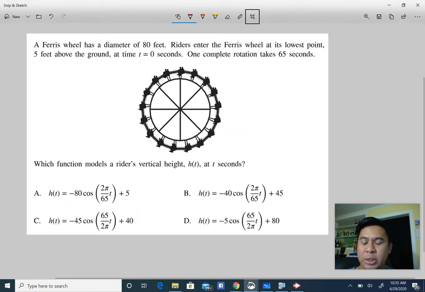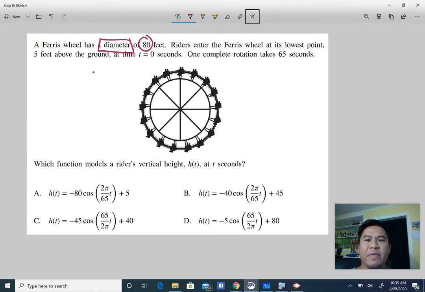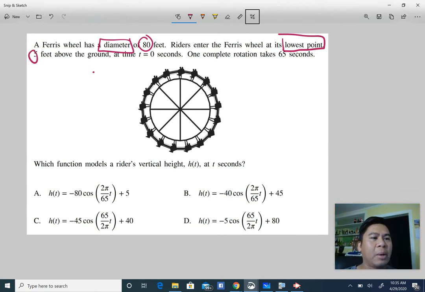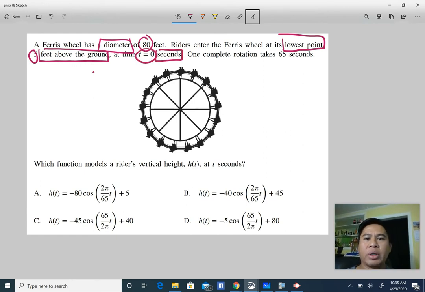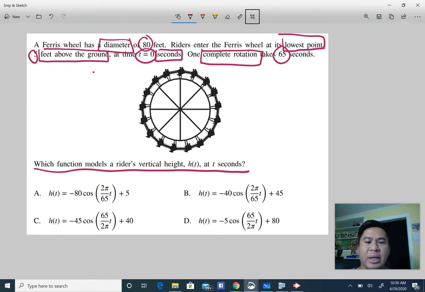Let's consider answering this first question. A Ferris wheel has a diameter of 80 feet. Riders enter the Ferris wheel at its lowest point, 5 feet above the ground, at time t = 0 seconds. One complete rotation is 65 seconds. The question is, which function models a rider's vertical height in t seconds?